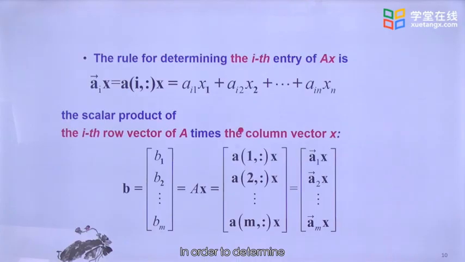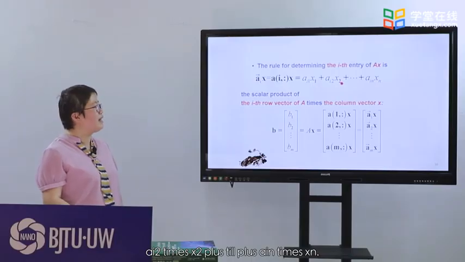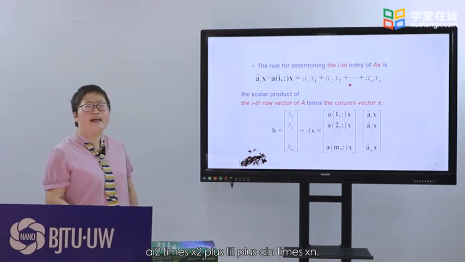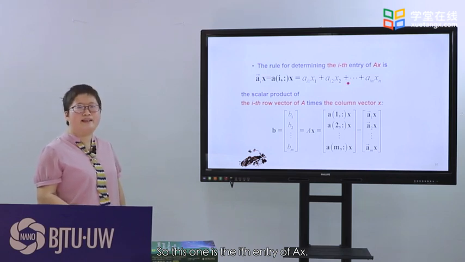In order to determine the ith entry of Ax, we use the ith row of A. See, we have an arrow here, so this is the ith row of A. So ai times X equals ai1, this scalar, times x1, also a scalar here, plus ai2 times x2 plus ... plus ain times xn. So this one is the ith entry of A times X.